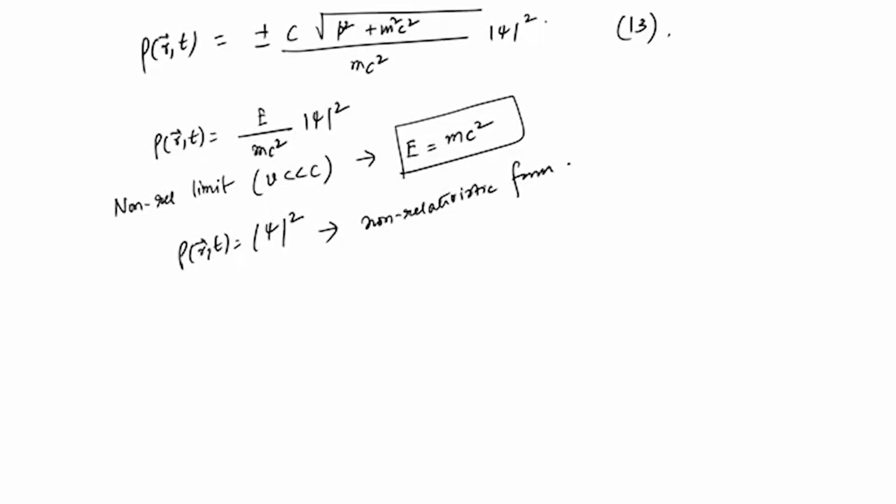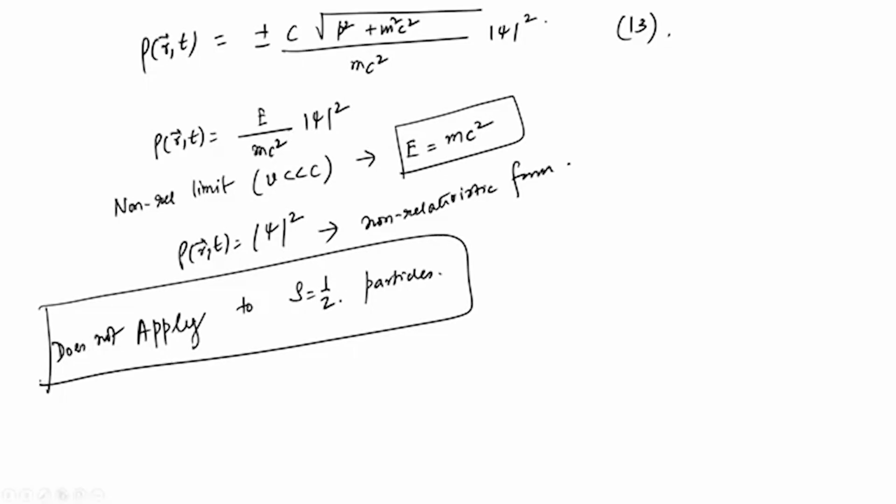But of course, it applies to integer spin, basically spin 0 particles. Let me write that it does not apply to spin half particles, which is what we want to find. And this is what the Dirac equation is going to give us. So, we will study the Dirac equation.